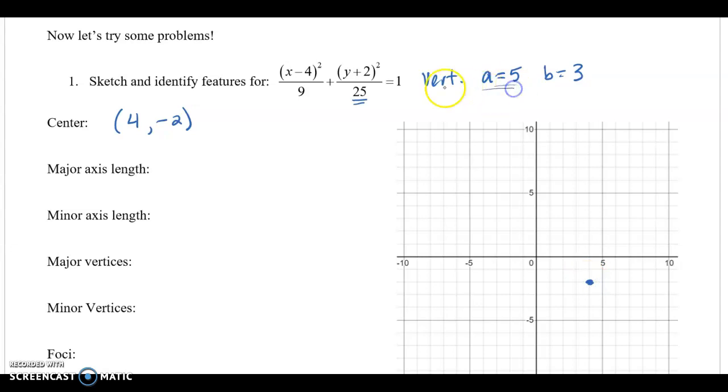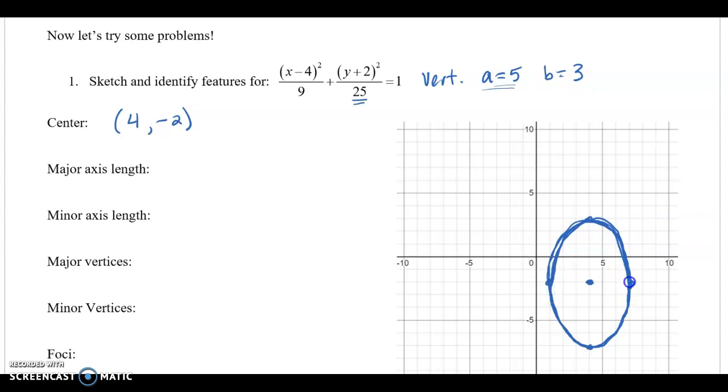If A is 5 and it's vertical, I'm just going to go up 5, 1, 2, 3, 4, 5, and down 5, 1, 2, 3, 4, 5. And then B is 3, so in the minor direction, we're going to go 1, 2, 3, and 1, 2, 3. And really, if all we asked for was the graph, we're done. We can just connect the dots. It's kind of like making a circle. You have to make it smooth, no sharp points. All we have to do is clearly mark your major vertices and your minor vertices and make it look like an oval, an ellipse, right? And that would be the sketch.